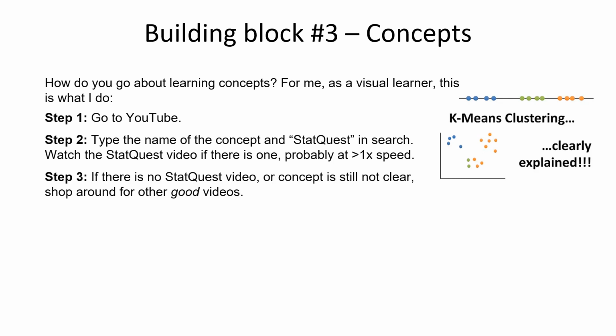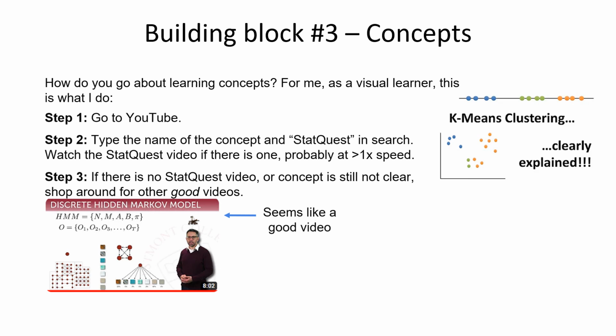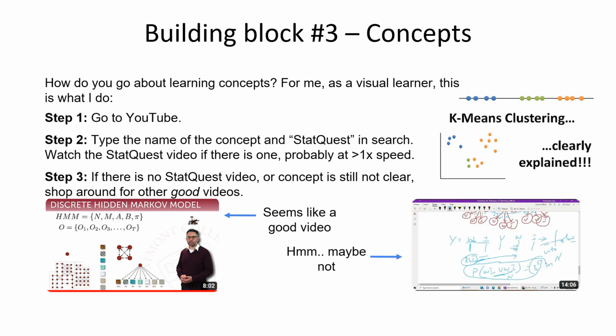Step 3, if there is no StatQuest video or the concept is still not clear, shop around for other good videos. Here the video thumbnails are helpful. If someone put in the effort to create graphics for their tutorial, it's probably a good video. On the other hand, if they just scribble down some equations, maybe it isn't. But hey, you never know, so check it out anyway. Lastly, if the concept is still not clear, turn to Google, Wikipedia, or ChatGPT, a product of machine learning which is quite good at explaining machine learning concepts.